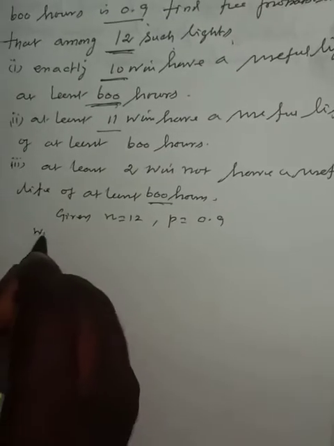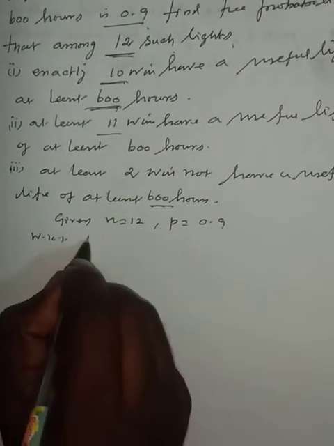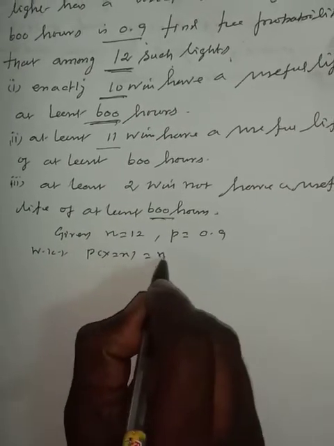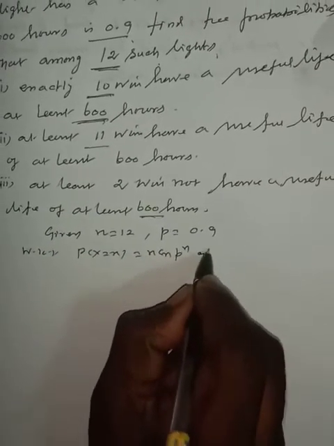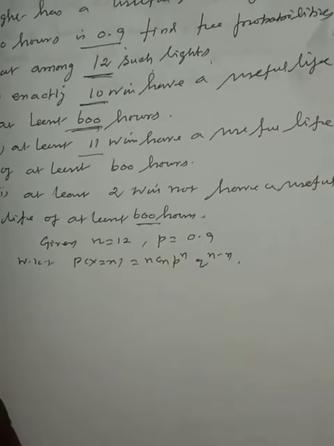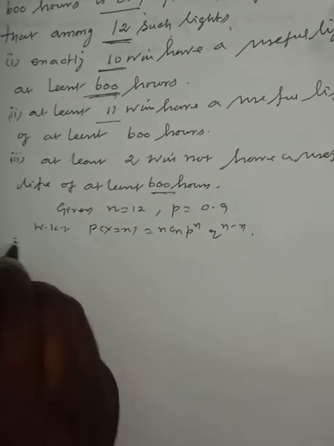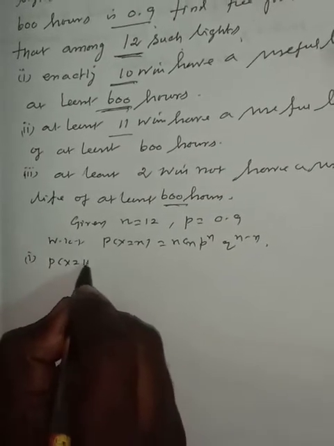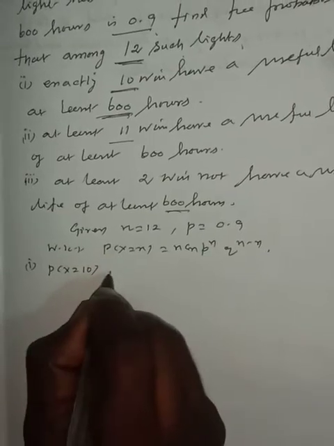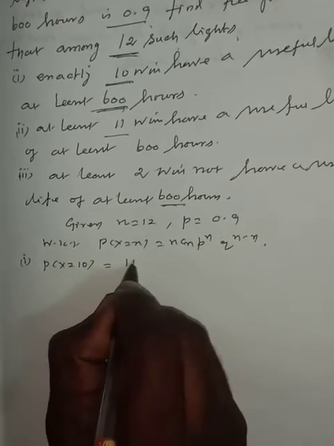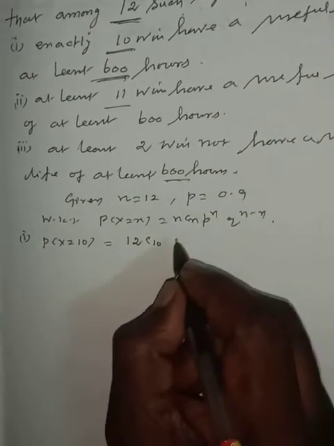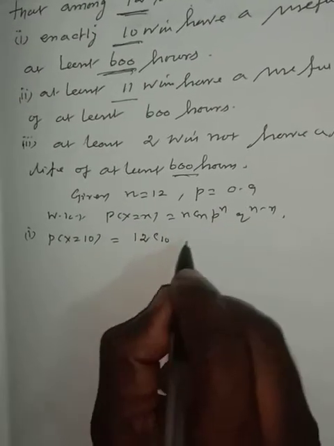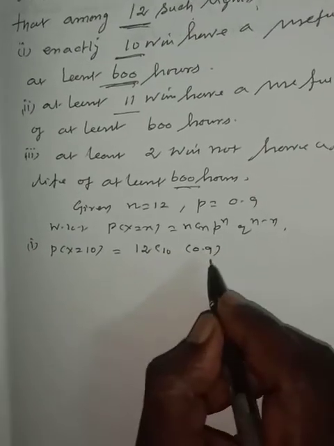We know that P of x by the binomial theorem is equal to nCx p to the power of x q to the power of n minus x. Number 1, P of x equal to 10 is equal to 12C10 into p, which is 0.9, whole to the power of 10.